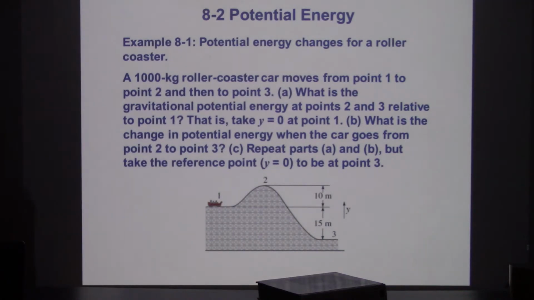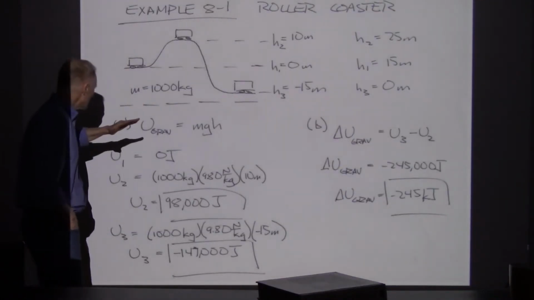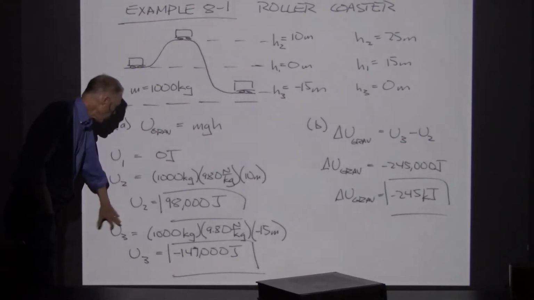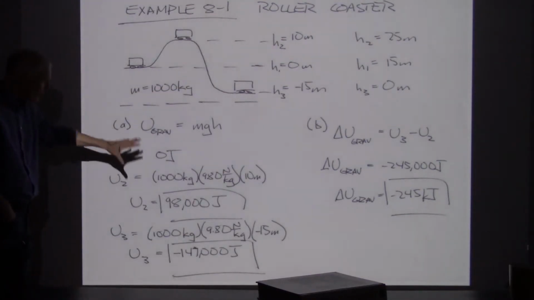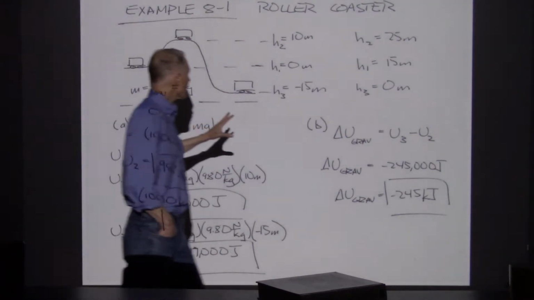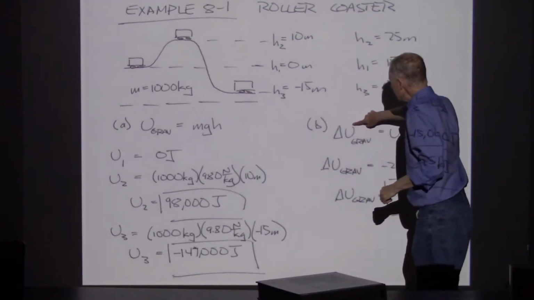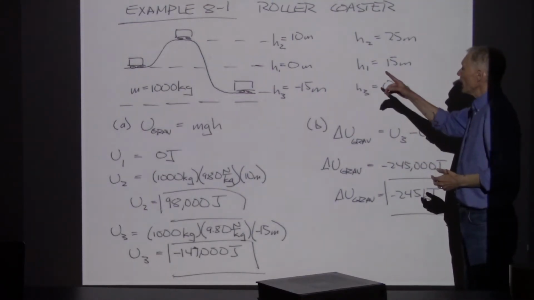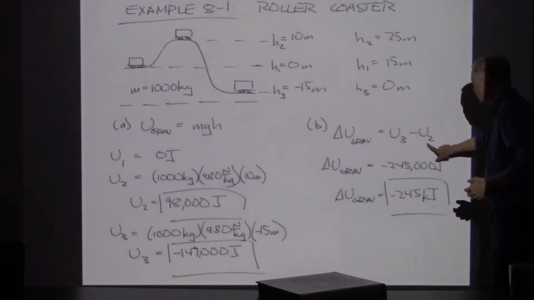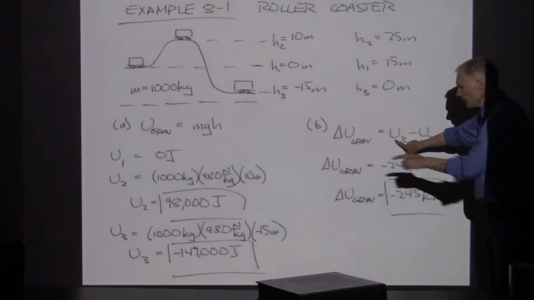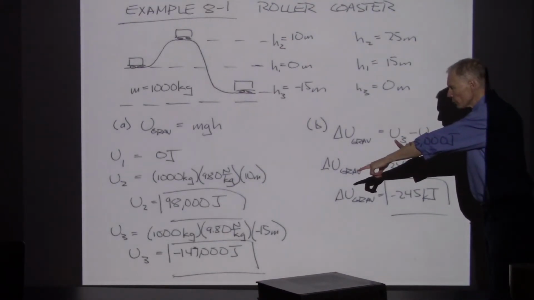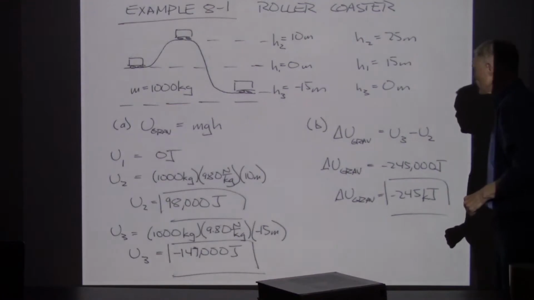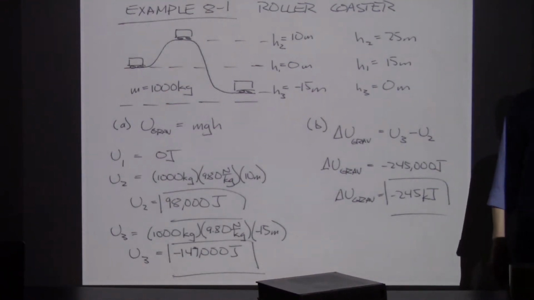That happens. So these would be, if we've defined this as 0, what would be the potential energy at location 2? What would be the potential energy at location 3? Those are the numbers. Now in part B, it said what would be the difference or the change in gravitational potential energy of point 3 relative to point 2. So if I take the potential energy here, minus 147,000 joules, and subtract off my starting potential energy, 98,000, I get a difference of 245,000.